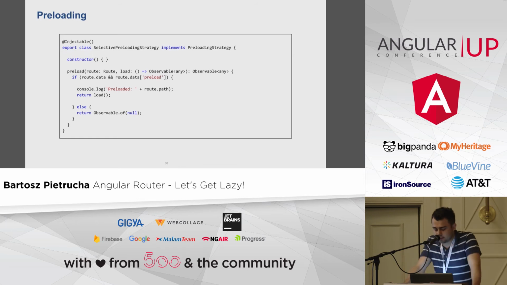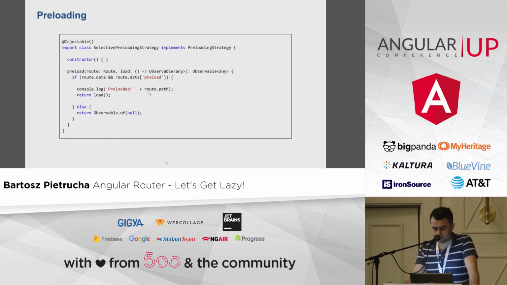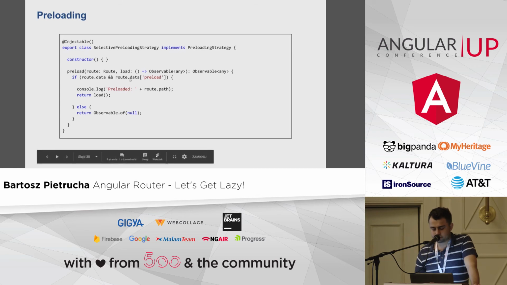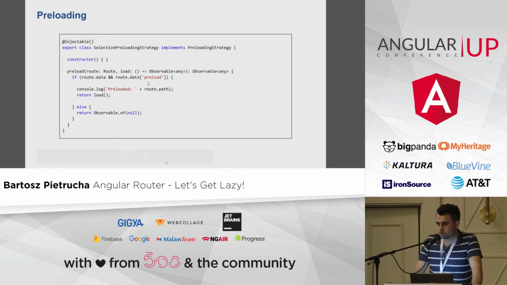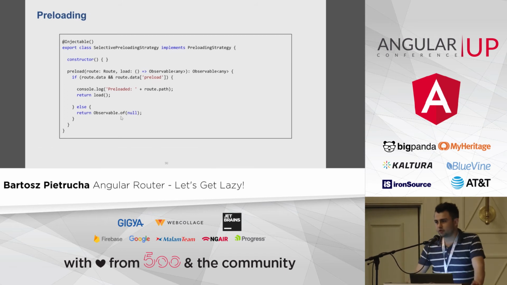So what it does, it says Angular, we're trying to lazy load and preload a lazy loaded route, run this preloading strategy, and check if we have preload turned to true. If then, we are calling load. If not, we are returning observable of null, saying Angular, okay, this is not the route that we want to preload.